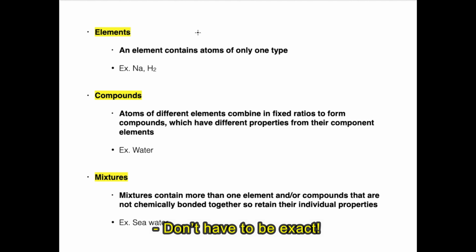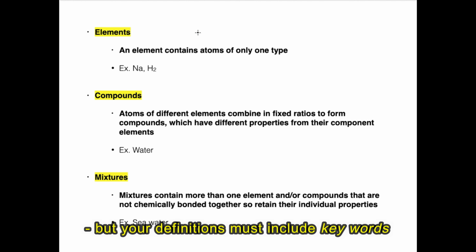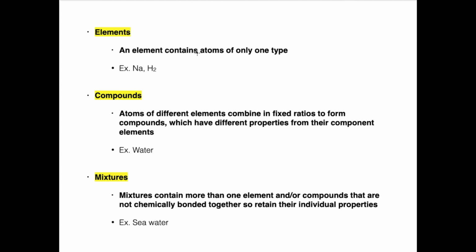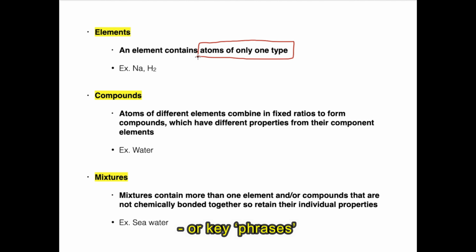You don't have to be exact in your definition, but you need to include some keywords when you're defining them. For example, when you're defining the word element, you must include atoms of only one type. This is a very key phrase of the definition, element. Okay. So let's look at some examples of elements. A sodium atom might be an element, and a hydrogen molecule might also be an element.